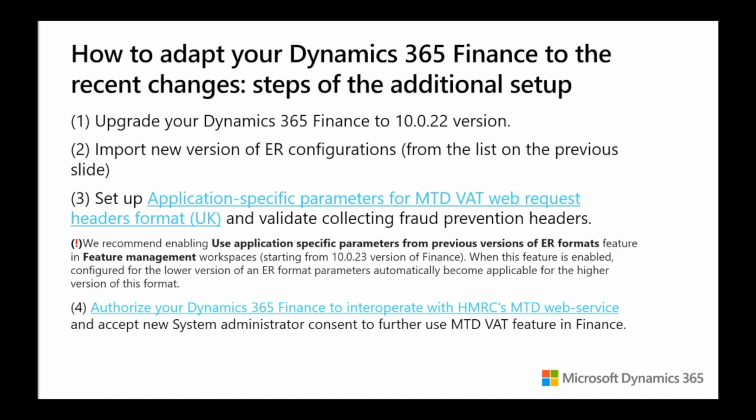Please let me make also another small announcement that in the next version of Finance, 10.0.23, it is planned to introduce a new feature in electronic reporting, called Use application-specific parameters from previous version of electronic reporting formats, in the Feature management workspace. When this feature is enabled, parameters configured for the lower version of an electronic reporting format automatically become applicable for the higher version of this format.